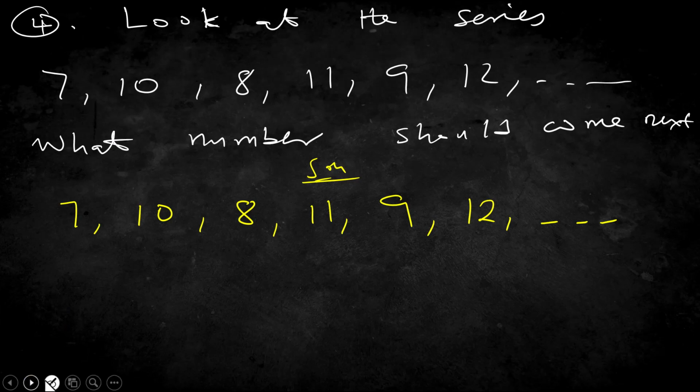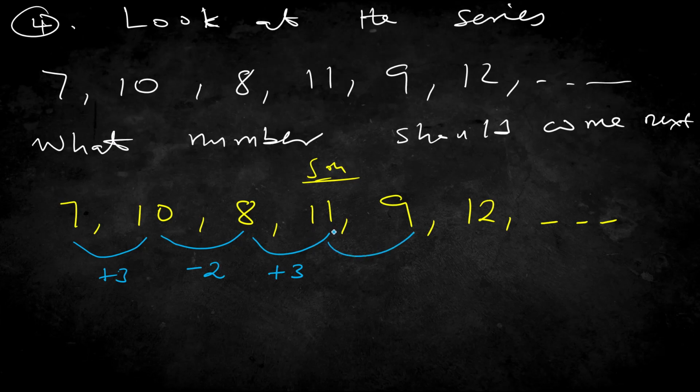Now to start, let's look at the difference between the first two. So 7 to 10, we have plus 3. So 7 plus 3 is 10. Now 10 to 8, it's down by 2, so we have minus 2. Then 8 to 11 is plus 3, 8 plus 3 making 11. Now 11 to 9, we are down by 2, so minus 2.